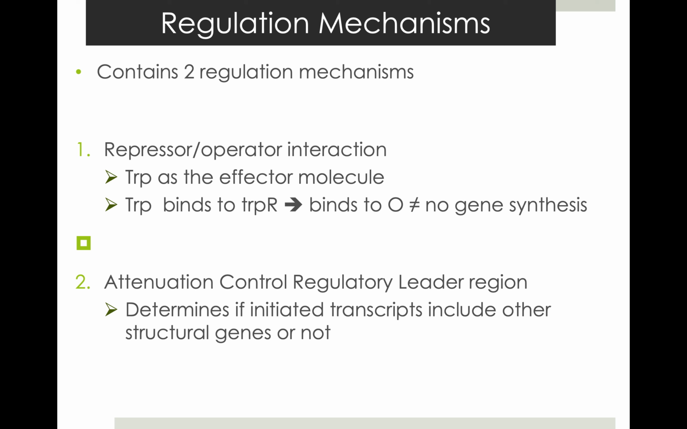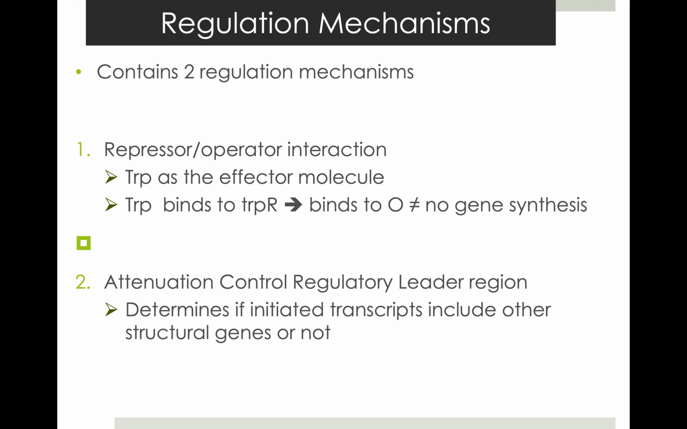In the first mechanism, there is an interaction between the repressor and the operator. Trp acts as the effector molecule, and Trp binds to the Trp-R because it is a co-repressor. When it binds, the gene will not be synthesized, hence tryptophan will not be produced.